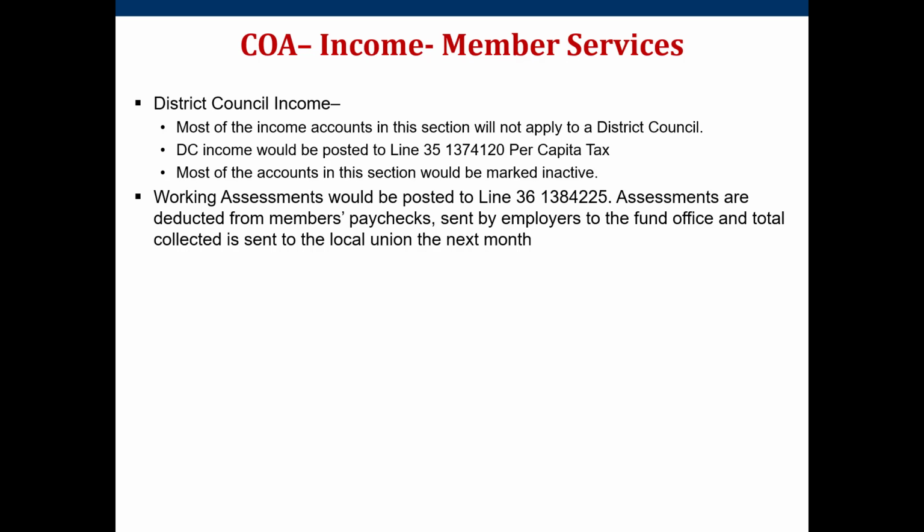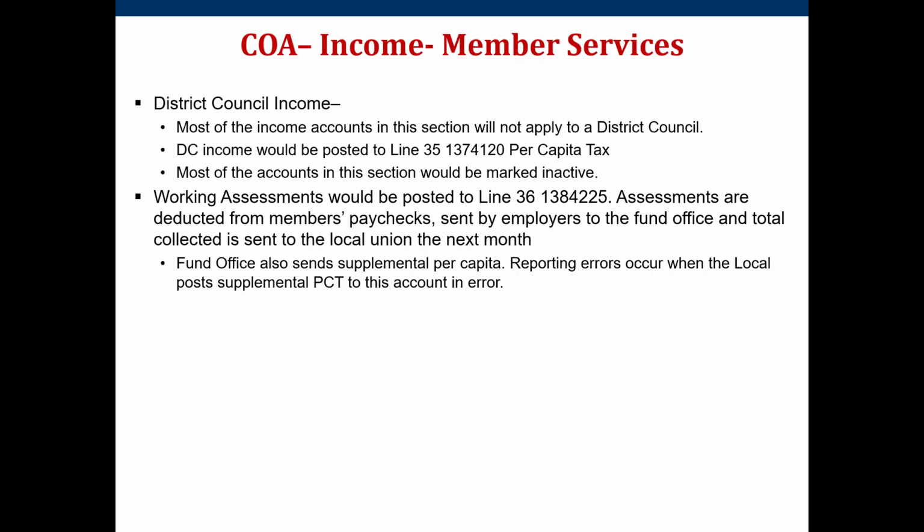Reporting problems that we have seen occur if the local union includes supplemental per capita as part of the working assessment. Some local unions have in their bylaws that supplemental per capita is a portion of the working assessment rate. The local would need to separate the supplemental per capita from the working assessment and report each item separately. Including supplemental income in the working assessment account effectively overstates income for the local union. Other issues could result if an overstated working assessment account was used as the base for budgeting purposes.